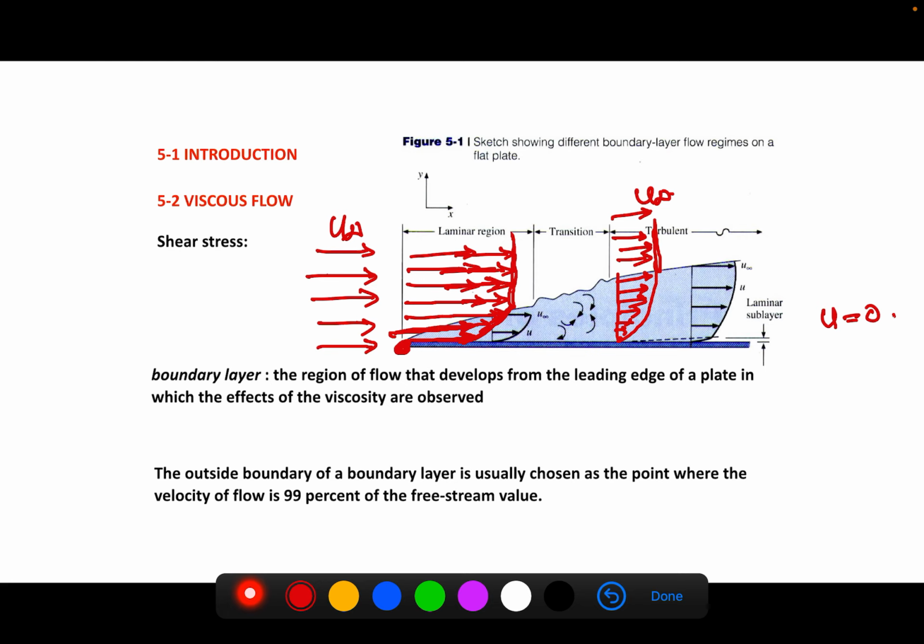So how can we define the range of this boundary layer formation? Wherever the velocity becomes approximately equal to 99% of u infinity, till then the boundary layer exists. That is what is explained here: the outside boundary of a boundary layer is usually chosen as the point where the velocity of the flow is 99% of the free stream value.